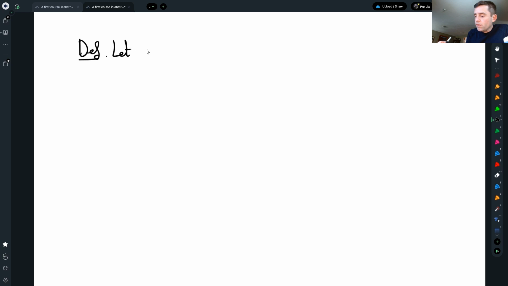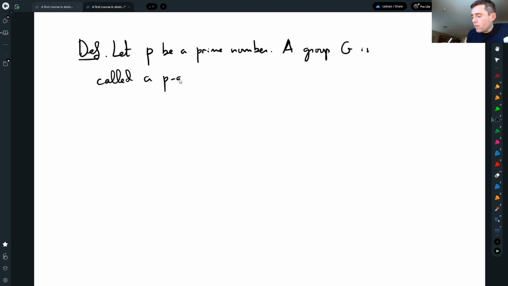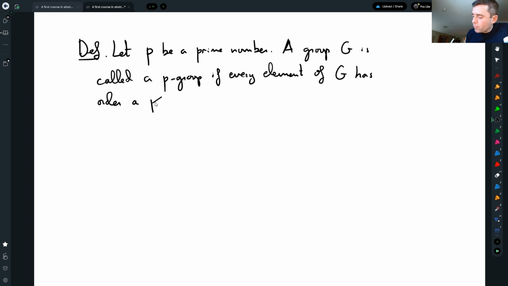Let P be a prime number. A group G is called a P group if every element of G has order a power of P.